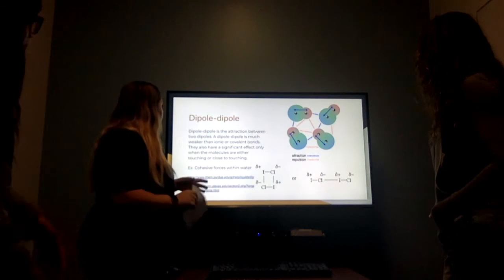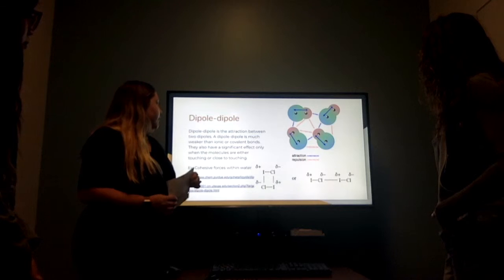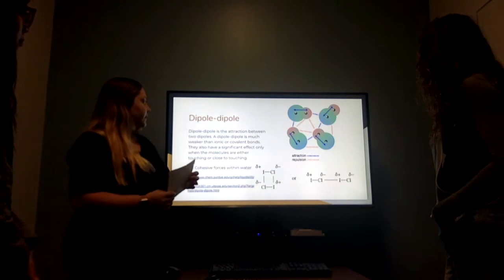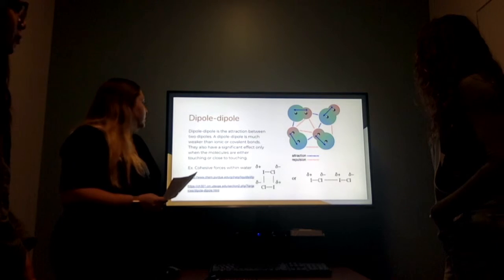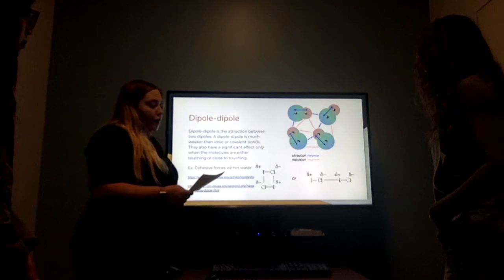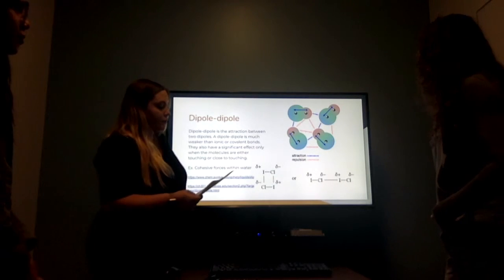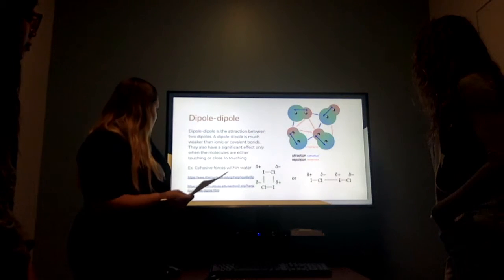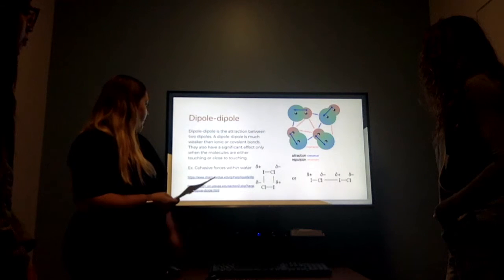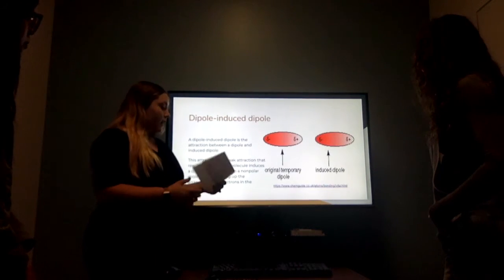A dipole-dipole is the attraction between two dipoles. A dipole-dipole is much weaker than ionic or covalent bonds, and it has a significant effect only when the molecules are either touching or close to touching. They occur when partial charges form within a molecule because of uneven distribution of electrons. An example of a dipole-dipole is cohesive forces within water.